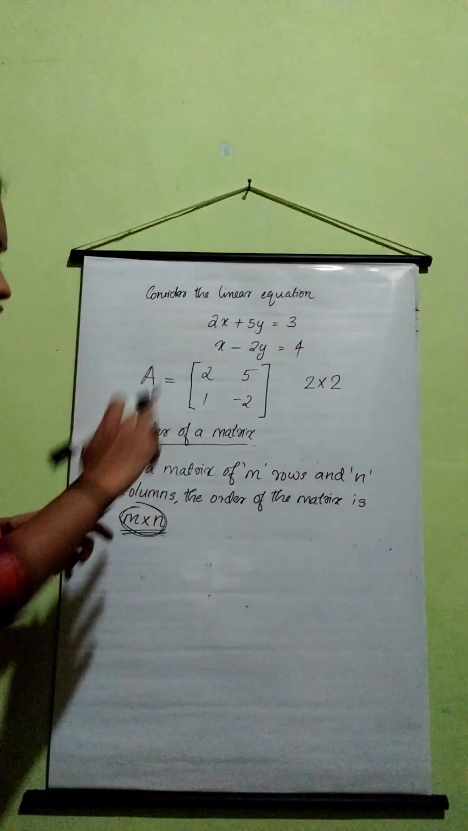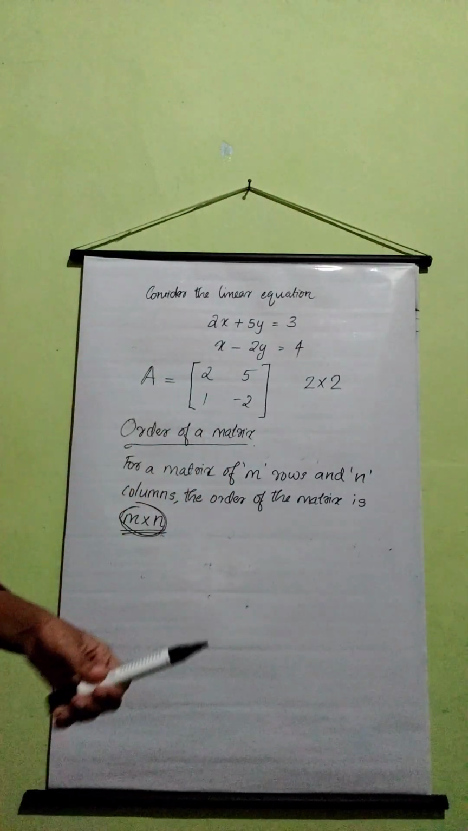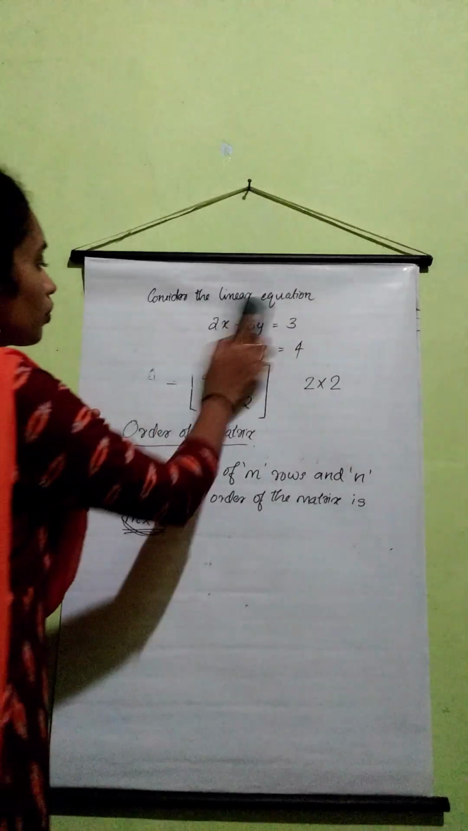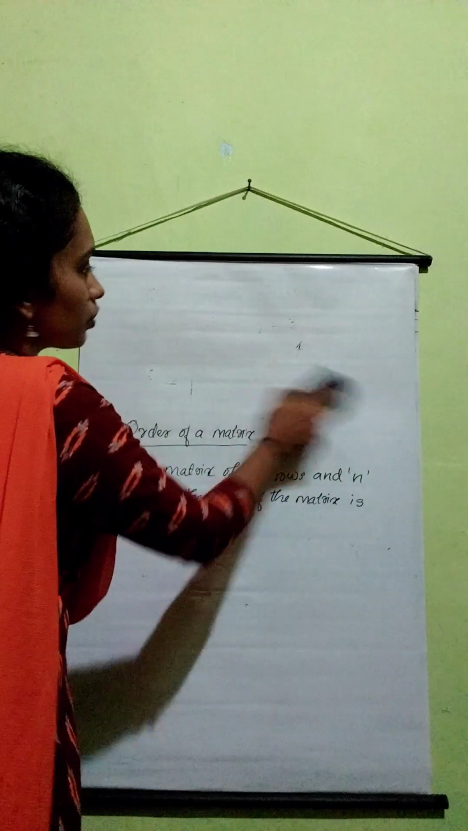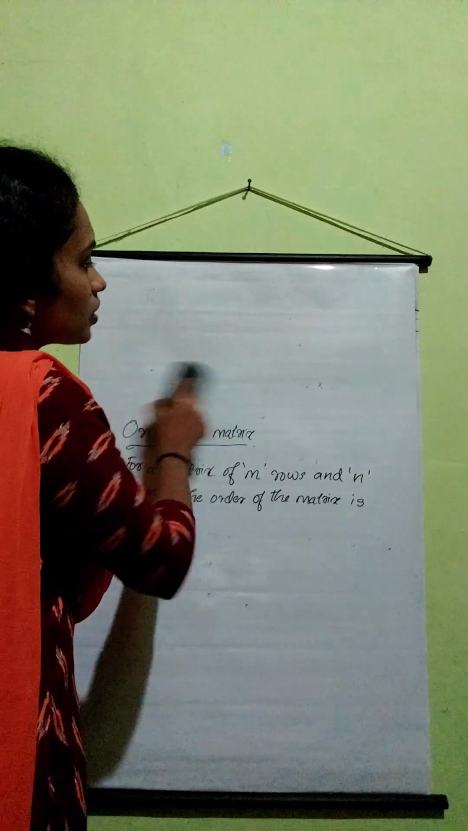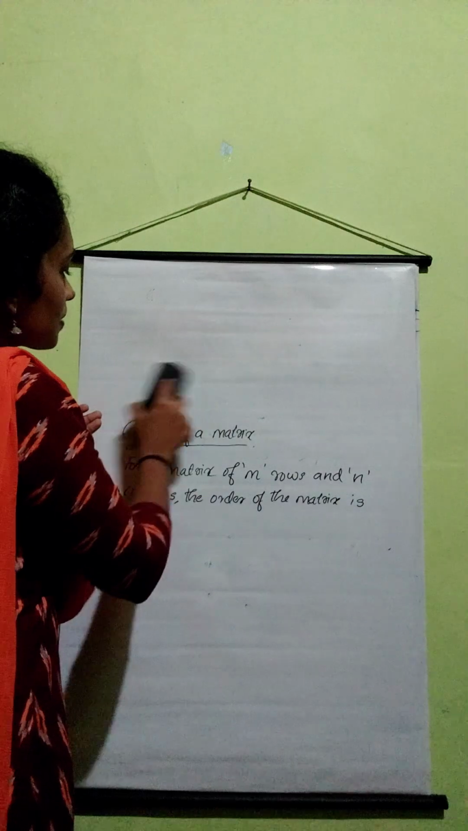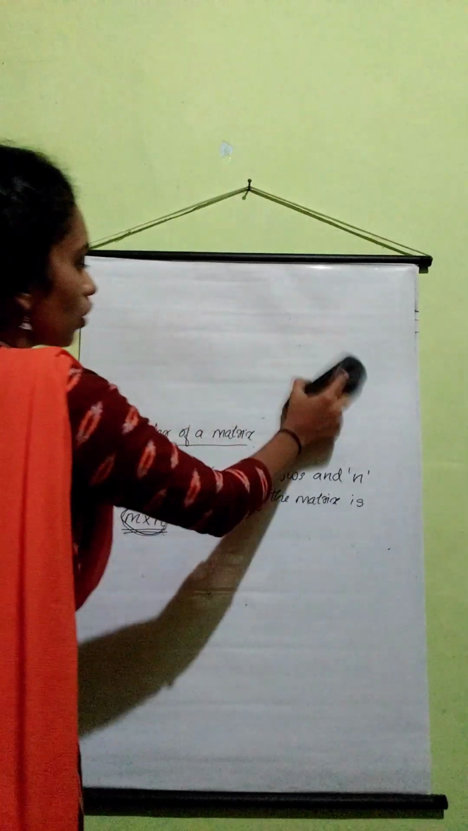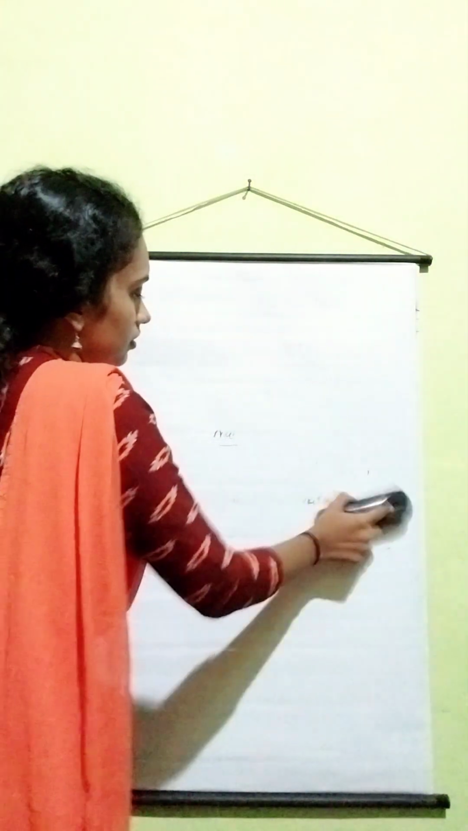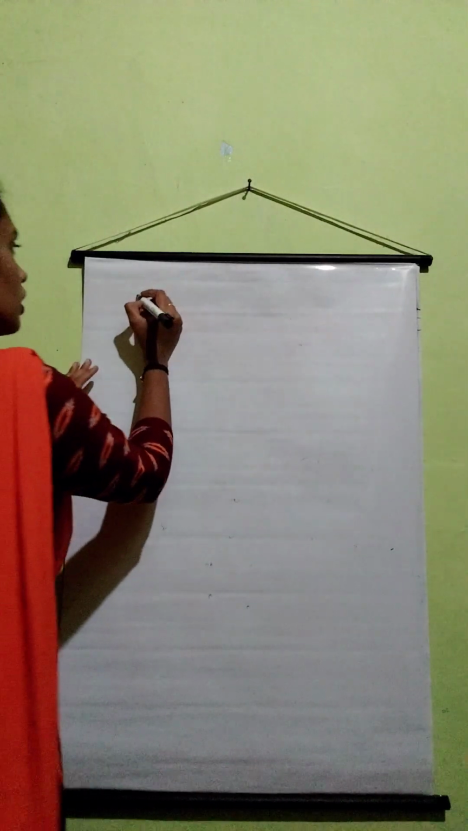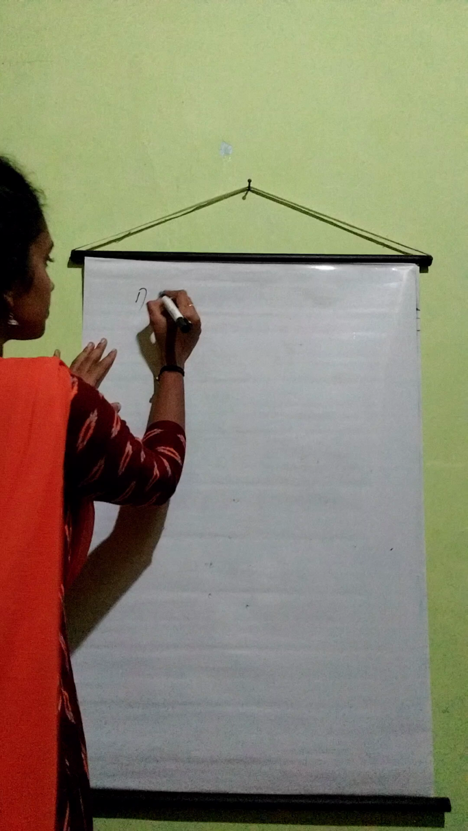Clear? So to find the order of a matrix, we have to find the number of rows and number of columns of the matrix. Then we have to write first the number of rows, then the multiplication symbol, and then the number of columns, and we read it as m by n. M is the number of rows and n is the number of columns. So let's check some examples.